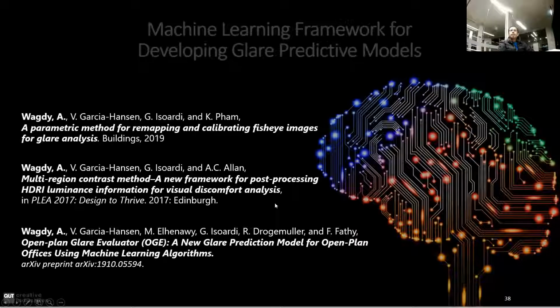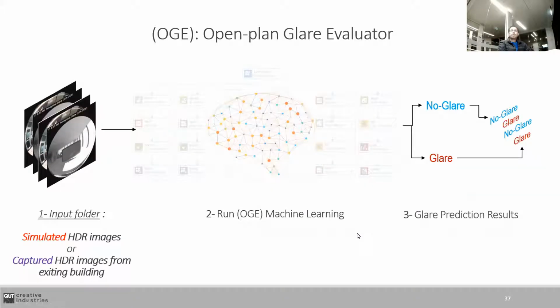So the idea of using the Open Plan Glare Evaluator, OGE, is that you can use your simulated HDR images or the captured HDR images within existing buildings and run the OGE analysis in order to check the probability of a glare or non-glare situation.